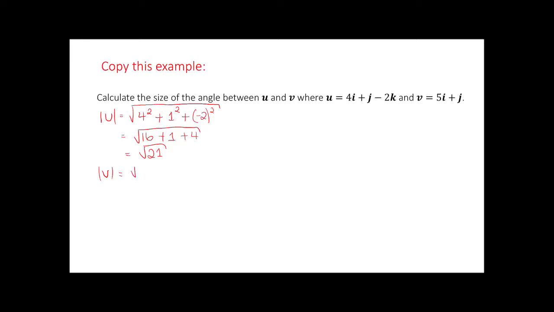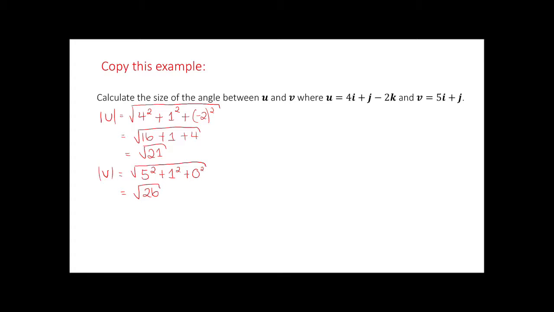We're going to do the same for v. So we've got the square root of 5 squared, another j on its own, so plus 1 squared, and then we don't have any k, so we've got 0 squared at the end there. 5 squared is 25, plus 1 squared, so root 26 is the magnitude of v.